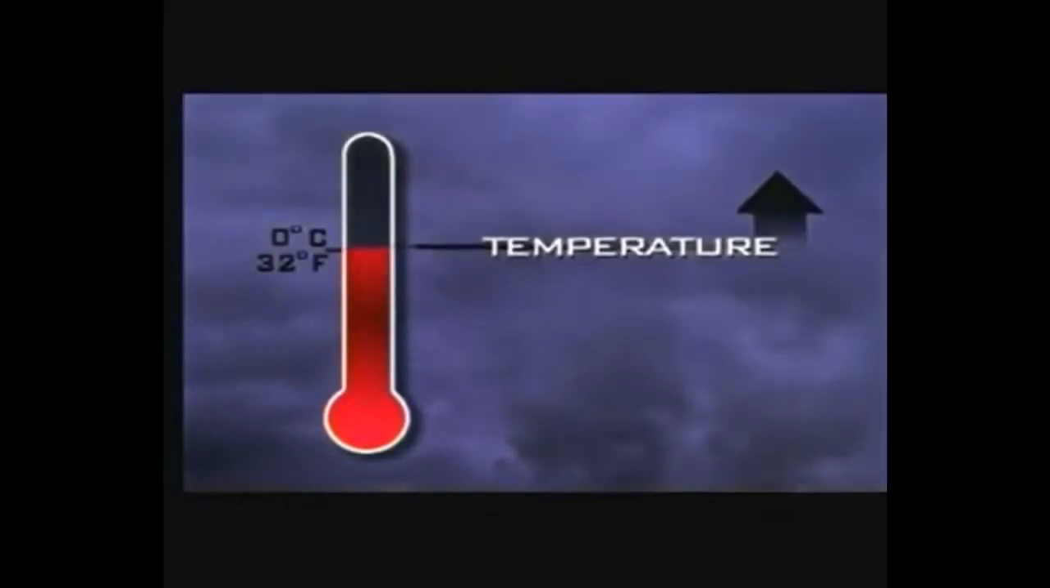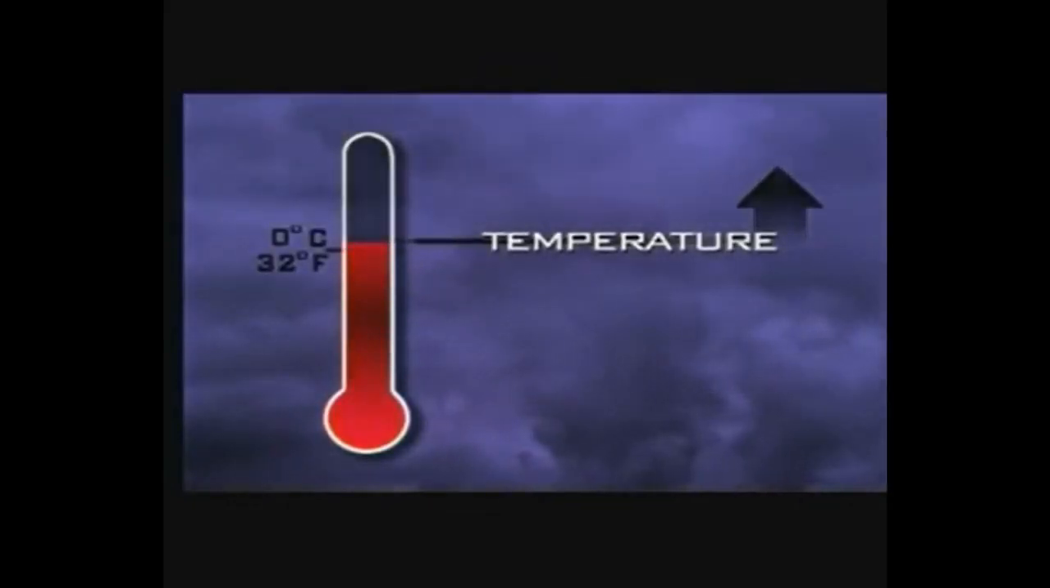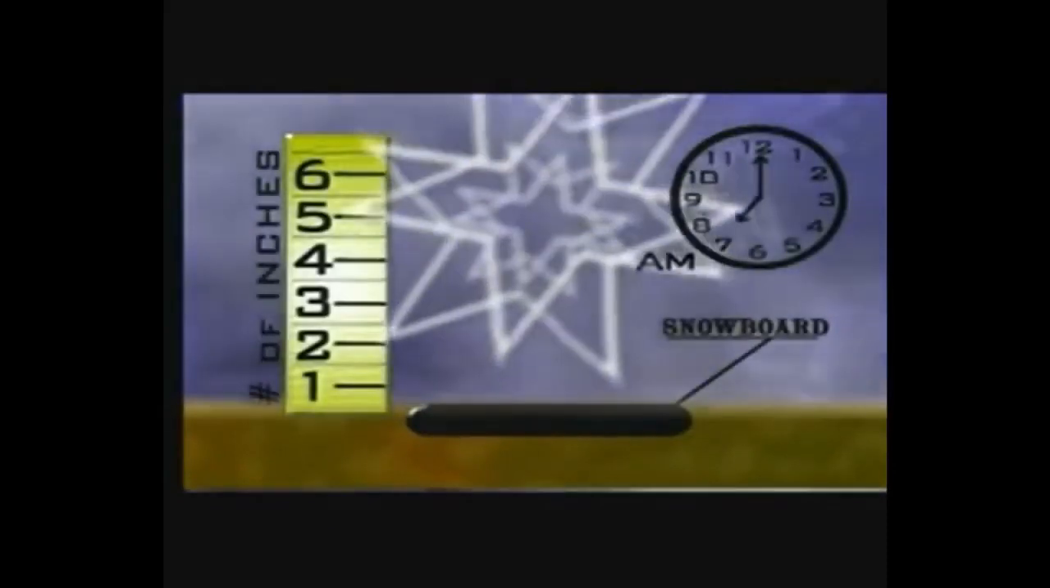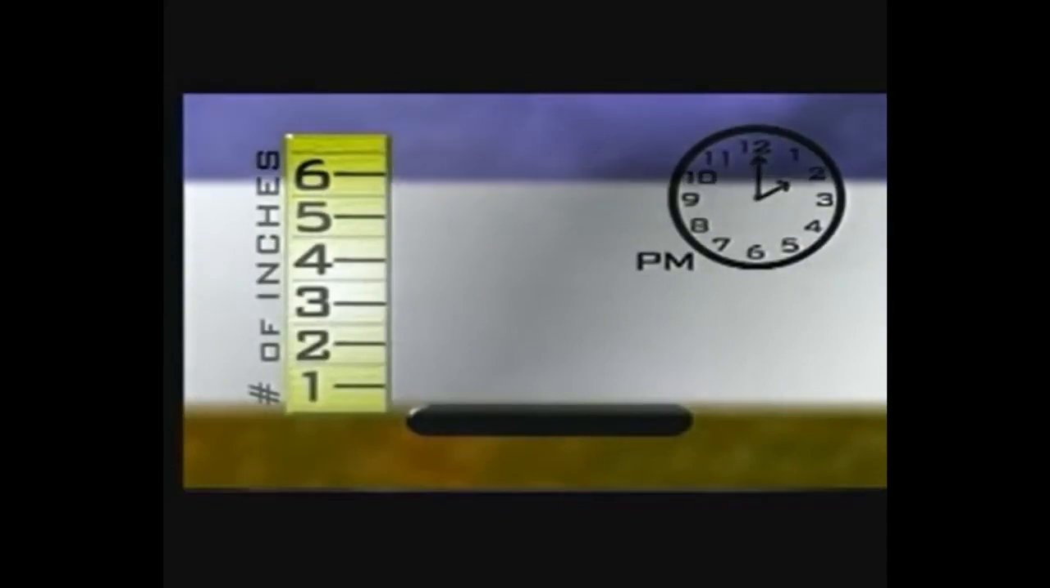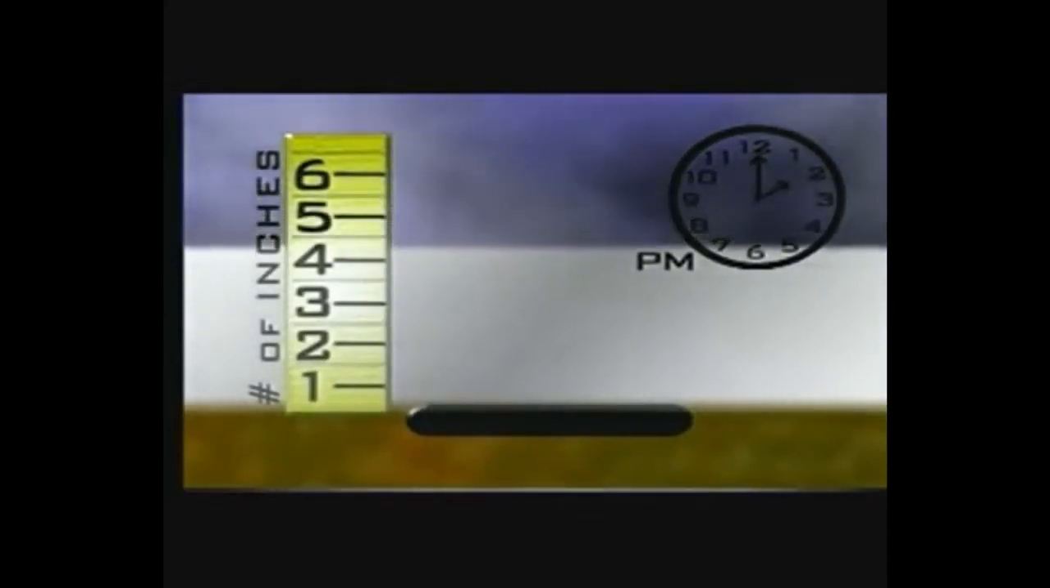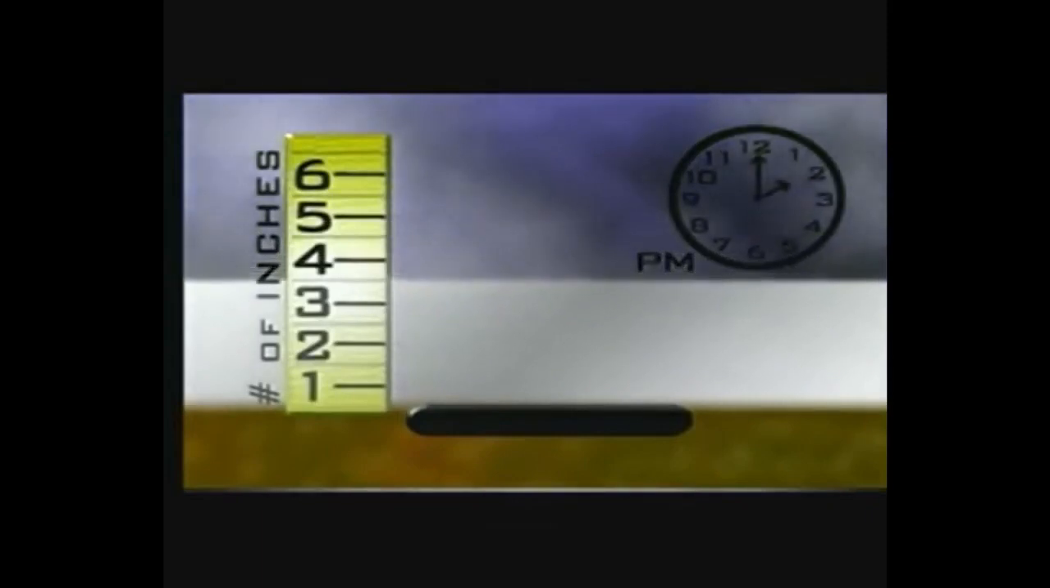Let's illustrate how to report during these conditions. Assume your normal observation time is 7 a.m. A storm moves in shortly after your morning observation, and snow accumulates steadily from 8 a.m. until the storm suddenly ends at 2 p.m. Then the sun comes out, the temperature warms, and the snow both settles and melts, so that by the next morning there are only 3 inches left on the ground and snowboard.